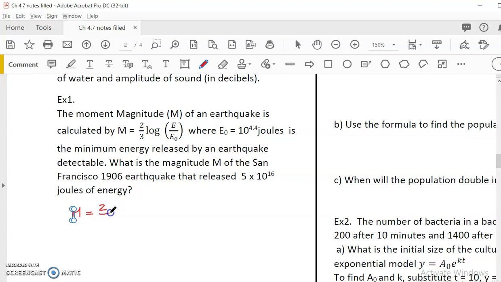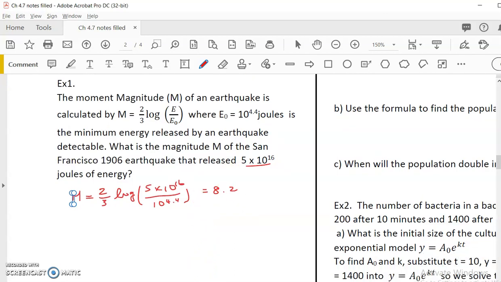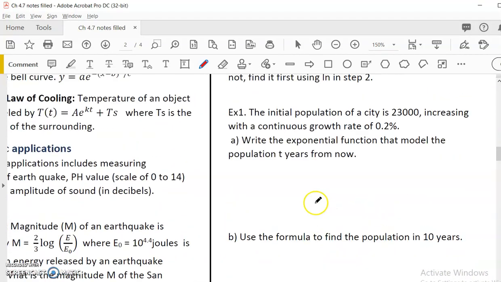So M is equal to 2/3 log. When we have log with no base, that means log base 10, right? E is the energy that is released in 1906, 5 times 10 to the 16 joules, over E0, the smallest earthquakes being detected, like that. So this is just actually a plug-in. And you put it in the calculator, and that would be equal to 8.2. Okay, so technically speaking, the magnitude of the earthquake in San Francisco about 100 years ago was 8.2. It's a really big earthquake.